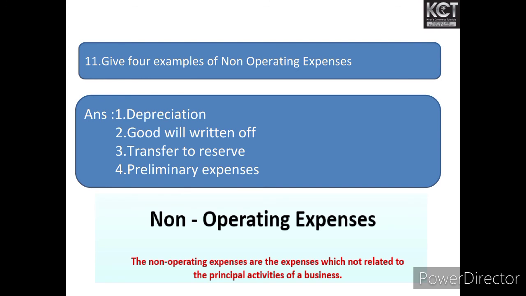11th one, give 4 examples of non-operating expenses. The following are the examples of non-operating expenses. First one, depreciation. Second one, goodwill written off. Third one, transfer to reserve. Fourth one, preliminary expenses, etc.